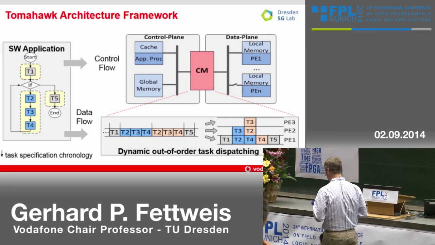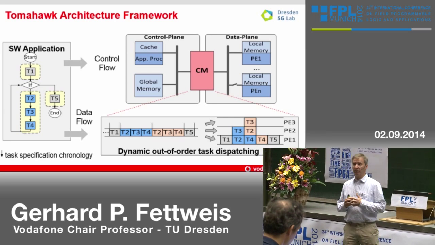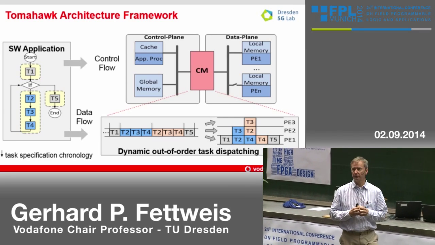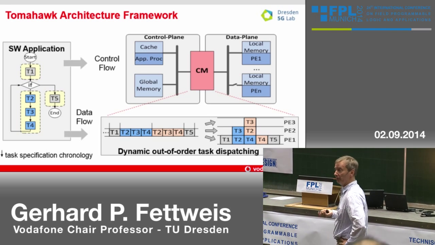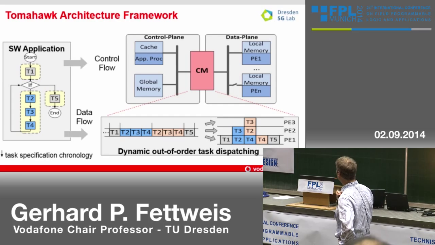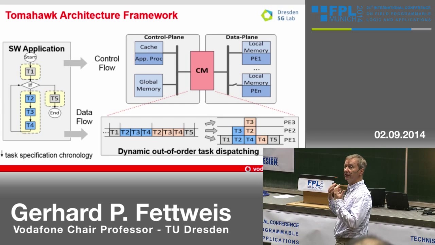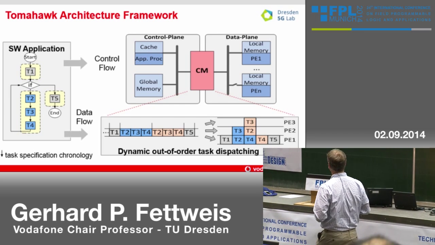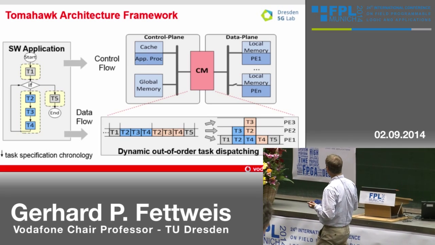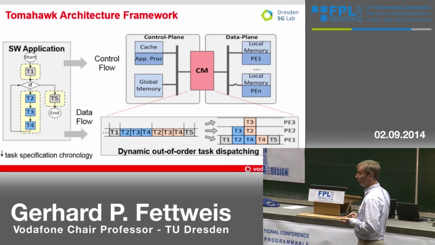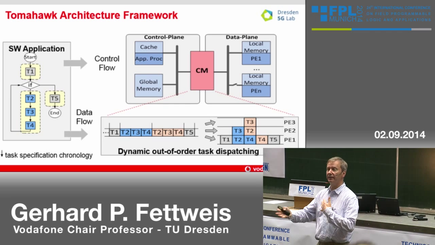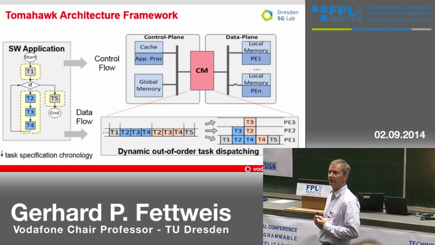Then if you handle this kind of system, we call it a field programmable processor array. If we want to handle a field programmable processor array, we then have to also have a way of actually programming this. The way we do this is by looking at the software application, its task graph, and having a runtime engine, the core manager, that does all the task scheduling and configuration in time.